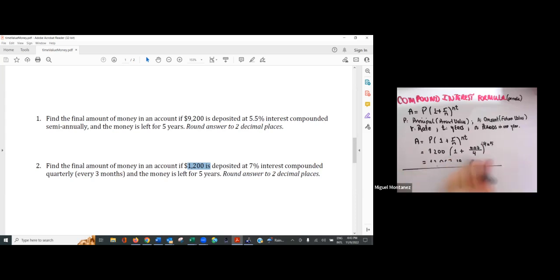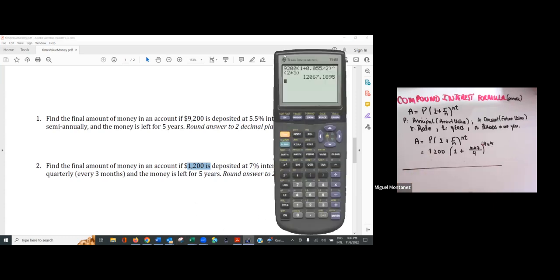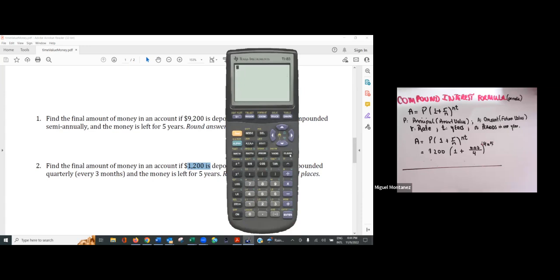Let's see how much we have. Let's go ahead and let the calculator do the work. This time the initial value will be $1,200, times parentheses 1 plus 0.07 divided by 4, raised to the, of course, 4 times 5, that will be 20. So the $1,200 will grow to $1,697.73. That will be it.